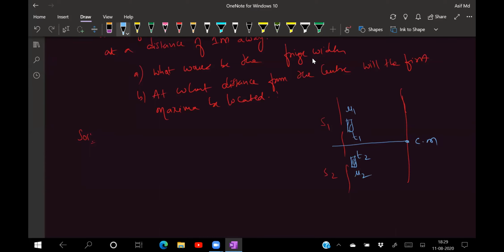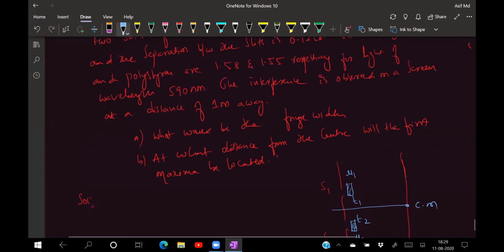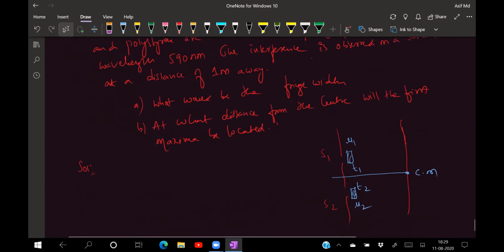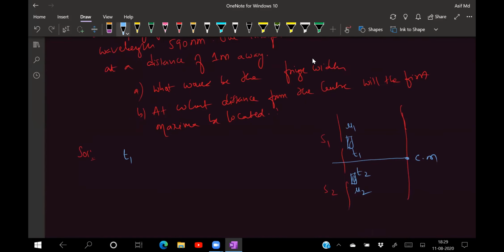So given T1, let me see right now. Mica strip and polystyrene strips are being fitted on the two slits of YDSE. The thickness of the strip is 0.50 mm. Thickness of both of them is the same. That means T1 is equal to T2 is equal to 0.5 mm. That means it will be 0.5 into 10 to the power of minus 3 meters.